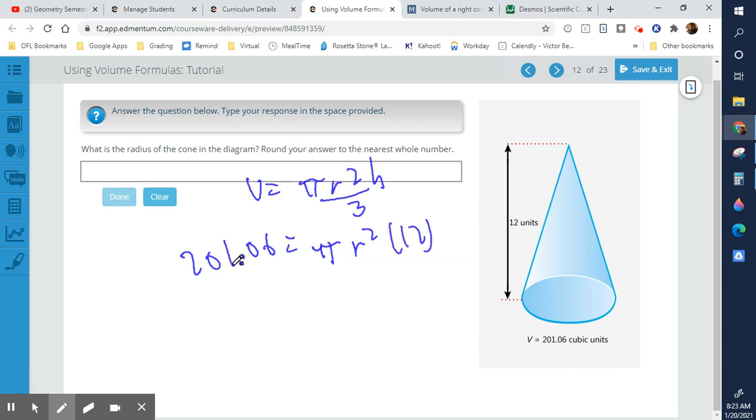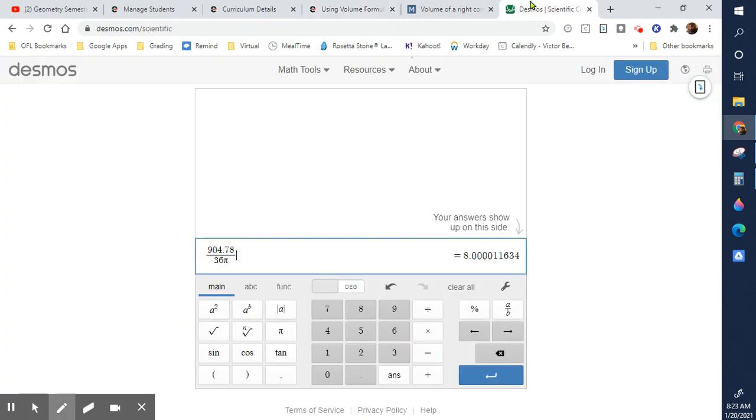So what I'm going to do is I'm going to divide this whole thing by 12 pi, and then I'm going to square root that. So this is going to end up being 201.06 over 12 pi equals r squared. I'm going to get rid of that by square rooting. And then I can just plug this into Desmos.